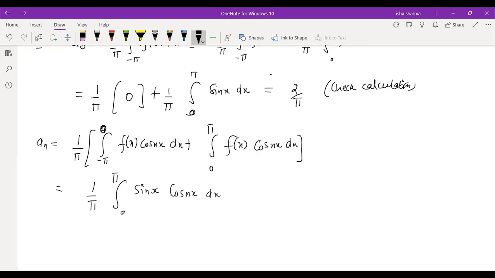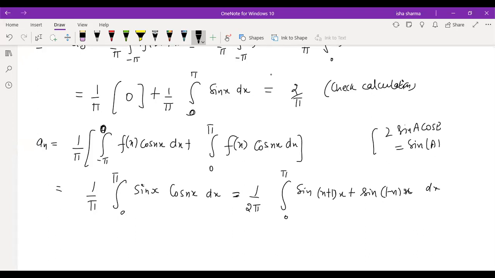So which formula you will be using here now to solve this integral? You can use 2 sine a cos b. So 2 sine a cos b is going to be sine a plus b plus sine a minus b. Right? So from 0 to pi. So the formula which I have used here is 2 sine a cos b is sine a plus b plus sine a minus b, and that 2 was not there, so I have divided by 2. So this becomes 1 by 2 pi. And after this, it is simply solving the integral.